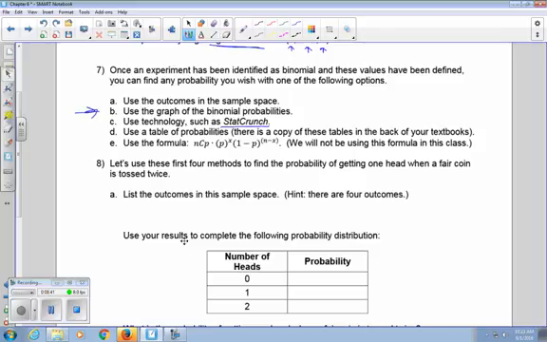You can use a table of probabilities like there is in the back of your textbook. We'll look at this in a minute. Or you can use this formula, which we are not going to focus on in this class, but it is a formula that can be used to calculate probability.